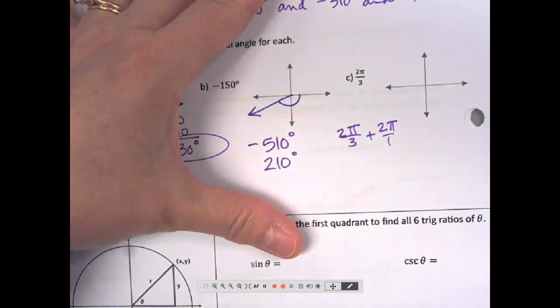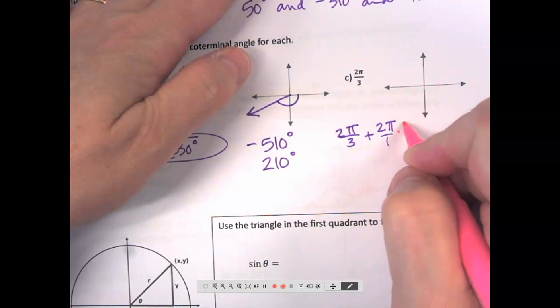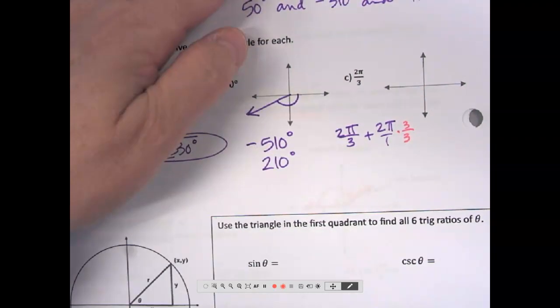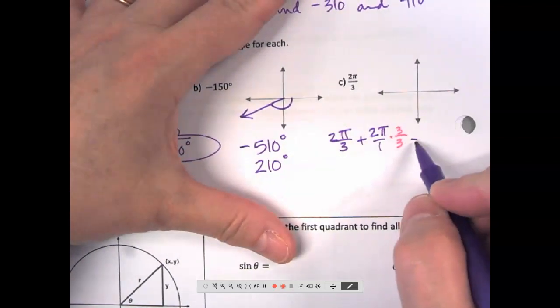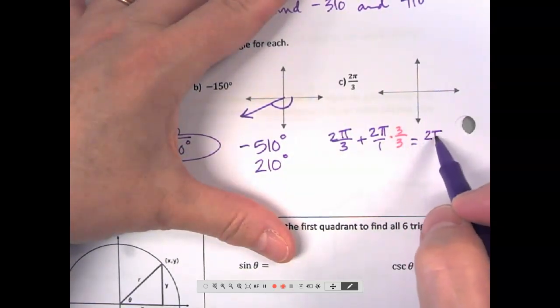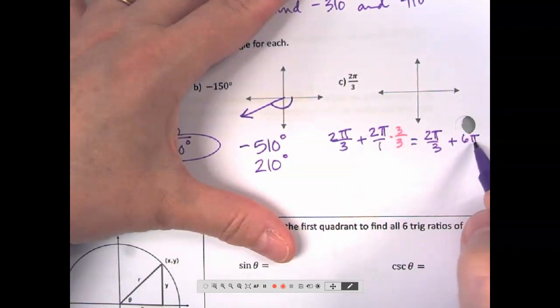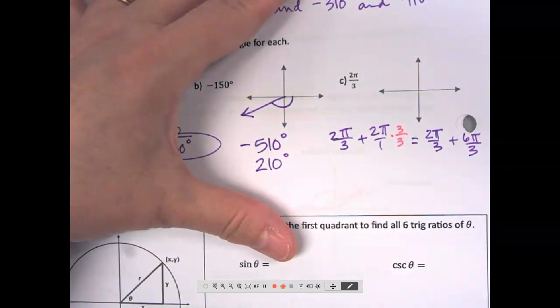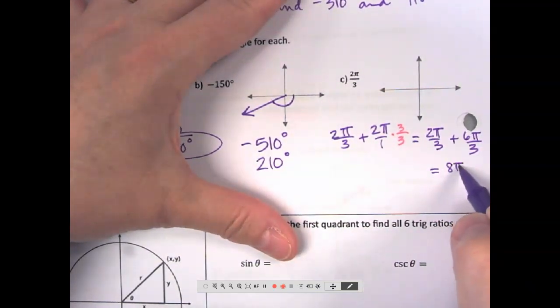I need common denominators. What does my denominator need to be? 3. So I'm going to multiply this fraction by 3 over 3. I'm multiplying it by 1. I'm not changing the value of it. So that's 2 pi over 3 plus 6 pi over 3. And then I can finally add them up, and I get 8 pi over 3.